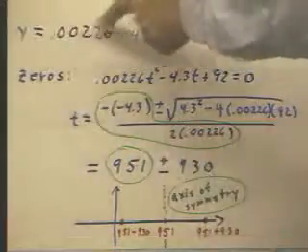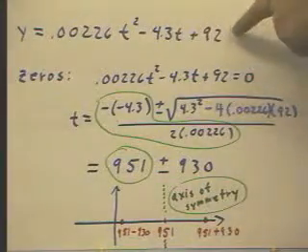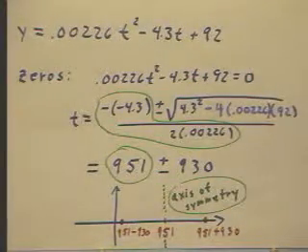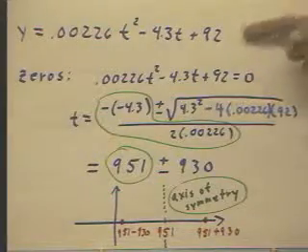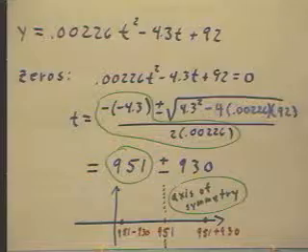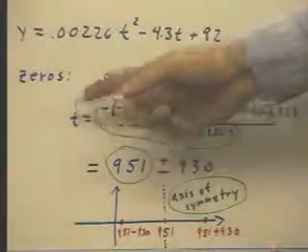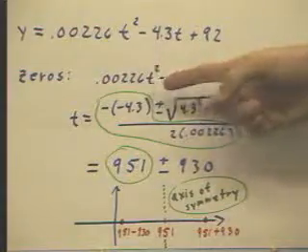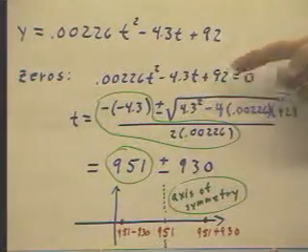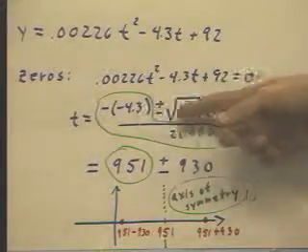We wish to graph the function y equals 0.00226t squared minus 4.3t plus 92. As before, we begin by finding the zeros, and in the process we're going to also find the vertex. So we plug a equals 0.00226, b equals negative 4.3, c equals 92 into the quadratic formula.